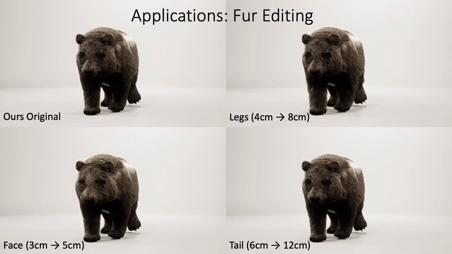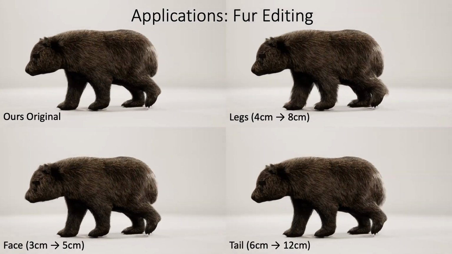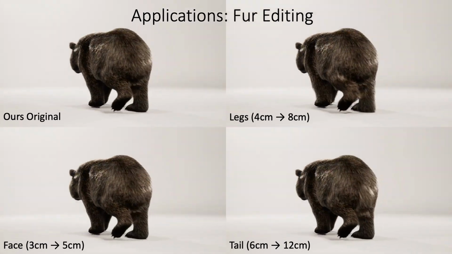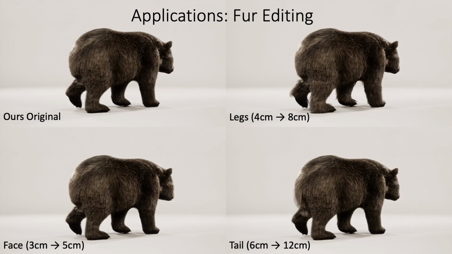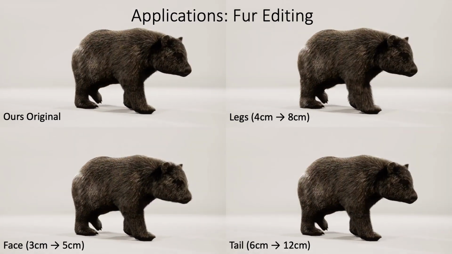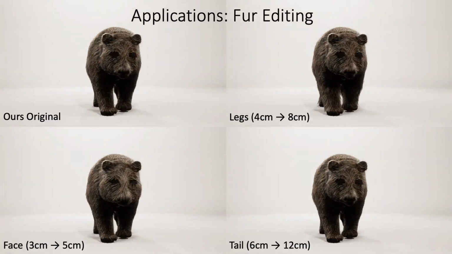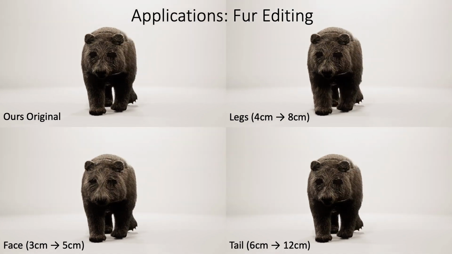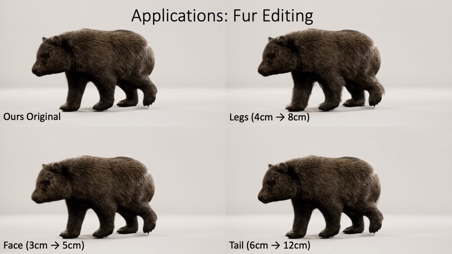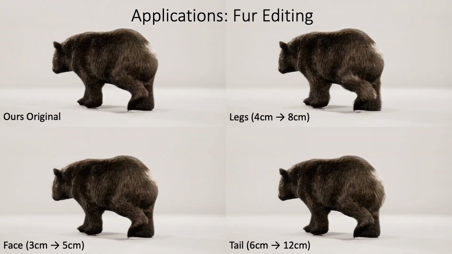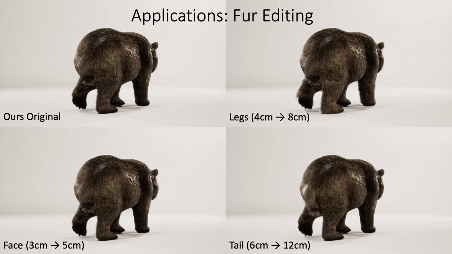Finally, our 3D part-based annotations enable region-specific editing, providing fine-grained control of fur across different body areas. For example, we demonstrate results where the tail and legs are doubled in length, while the fur on the face is increased from 3 centimeters to 5 centimeters. Note that the fur length on other regions remains unchanged.